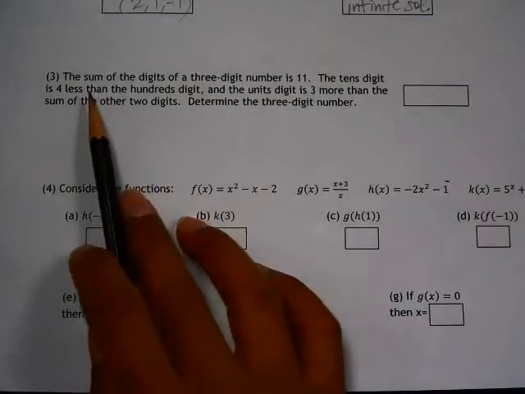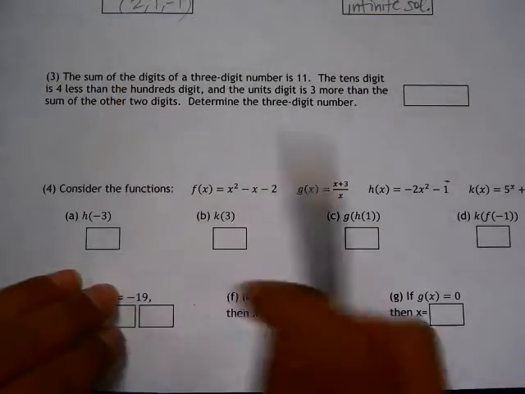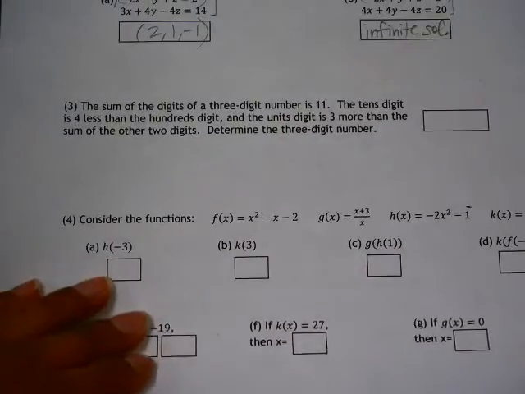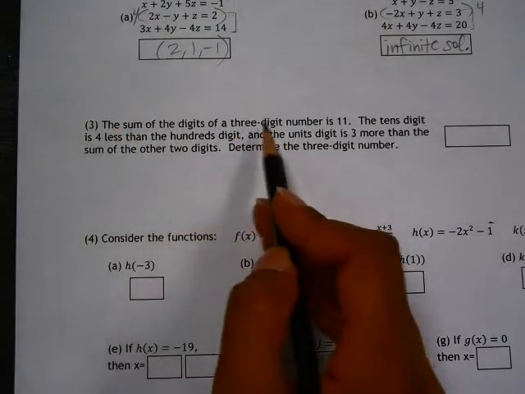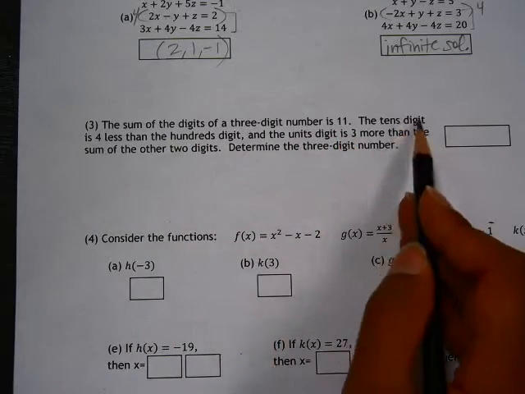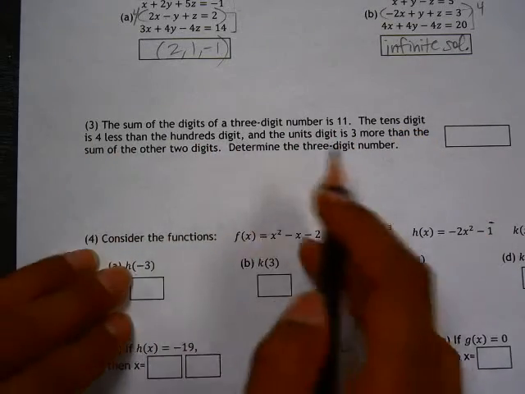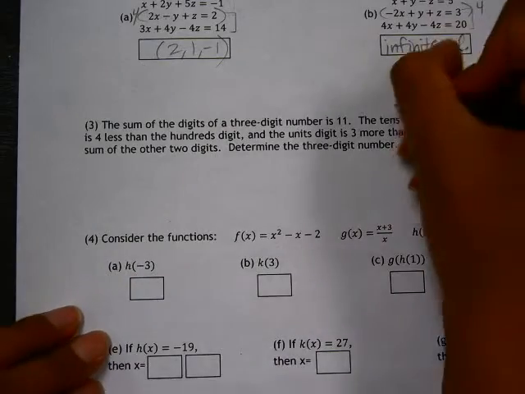This is number 3. We have a description and we need to write some equations to match the description. The sum of the digits of a 3-digit number is 11. The tens digit is 4 less than the hundreds digit. I'm going to define some variables here.